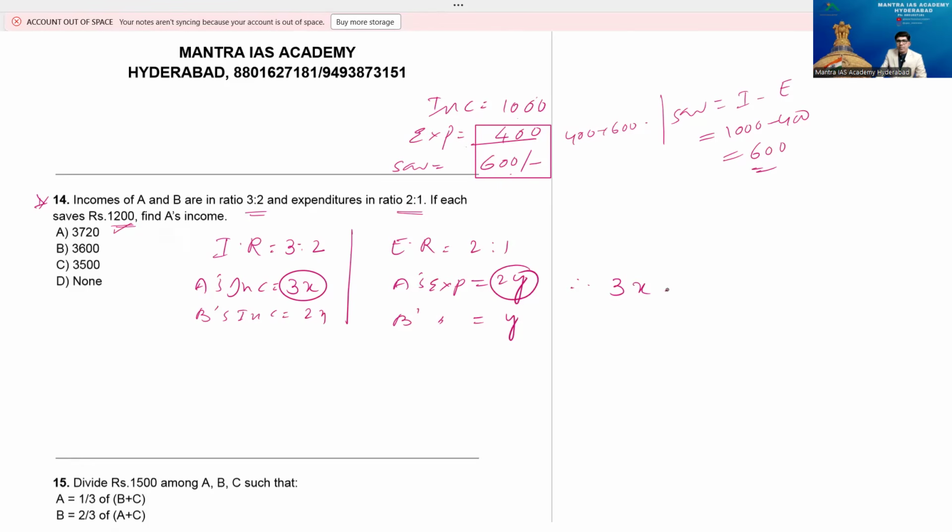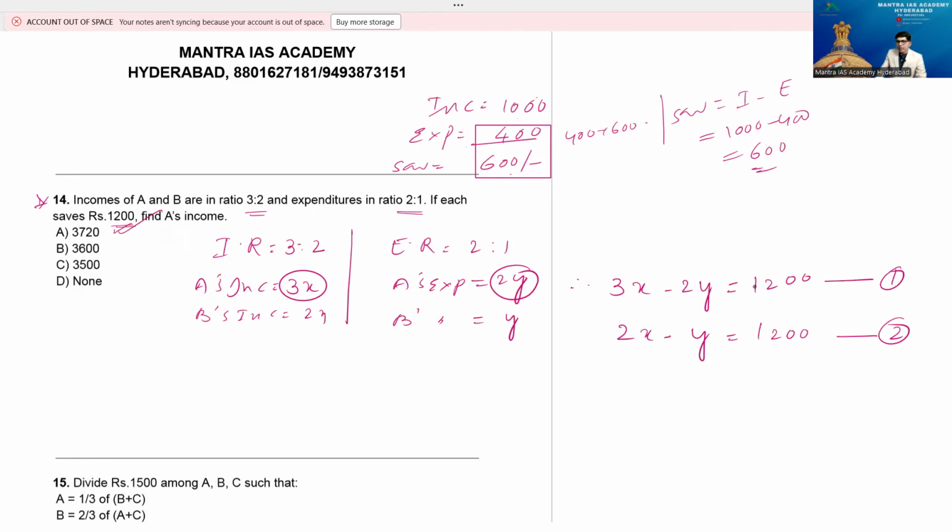So 3x income minus expenditure is 1200. In the same style, B's expenditure subtracted from income, 2x minus y, is also 1200. I have taken two equations because he mentioned 1200 is the amount of money, which of course is nothing but the savings of each.